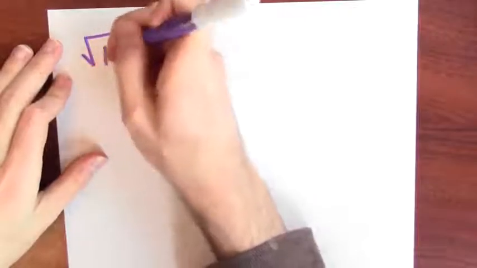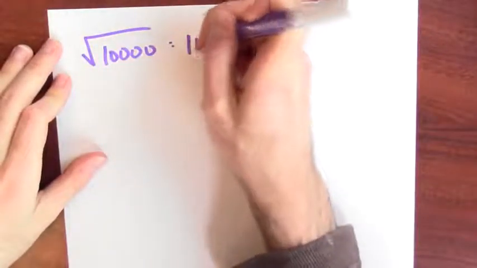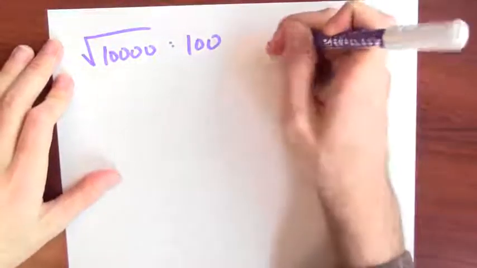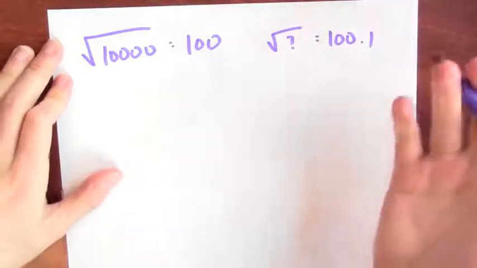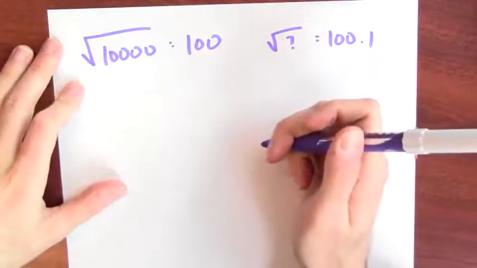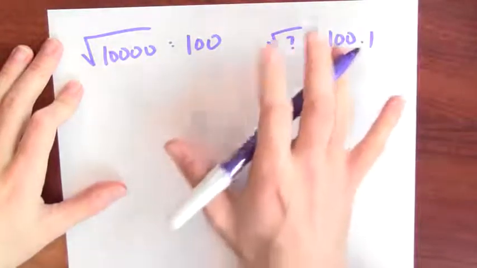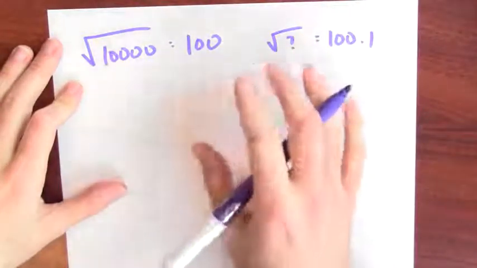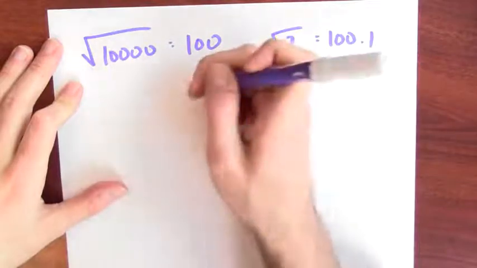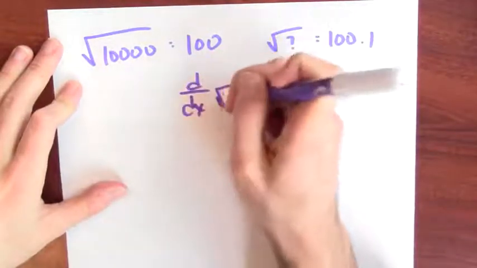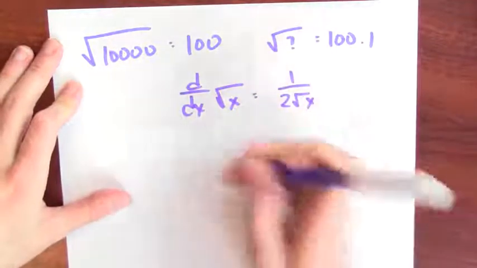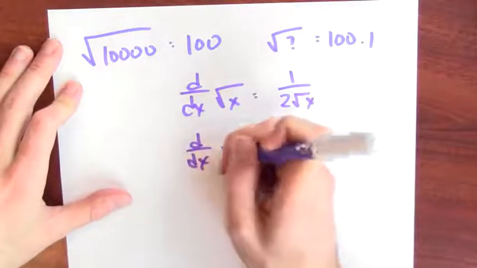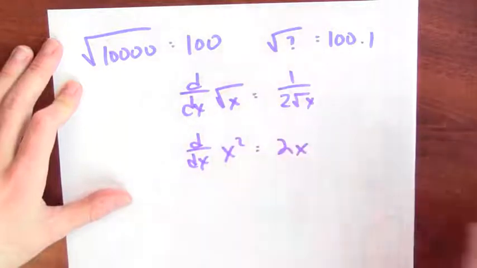We can also see this numerically. So the square root of 10,000 is 100, and you might ask, what do you have to take the square root of to get about 100.1? Say, this is some numeric example. Well, think now about the functions that are involved here. There's the squaring function and the square root function. We saw that the derivative of the square root function is 1 over 2 square root x, and the derivative of x squared we already know is 2x.